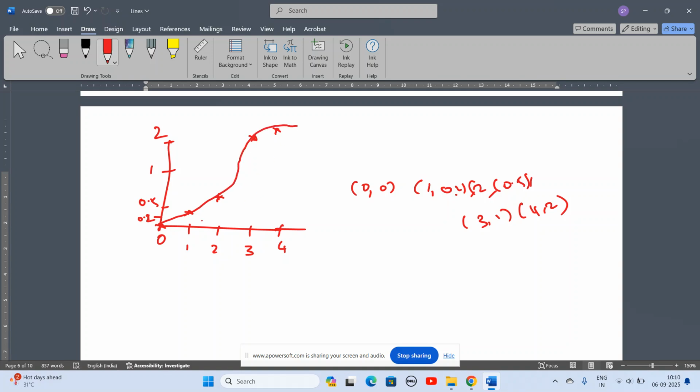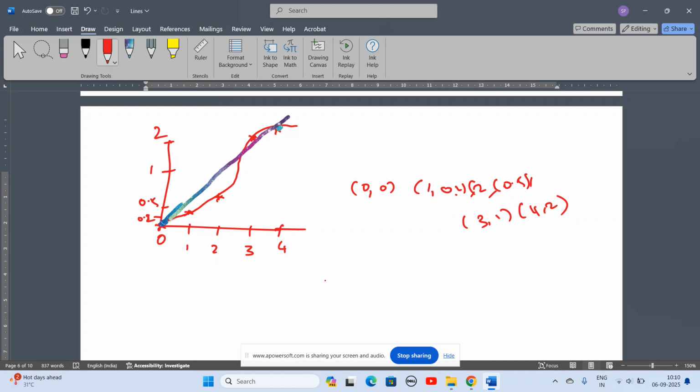This is obviously not a straight line. The first step I'm going to do is draw a straight line out of it, connecting the end points. So we have to connect 0 comma 0 and 4 comma 2. I'm going to draw a straight line. So the first step is to draw a straight line by connecting the two edge points.